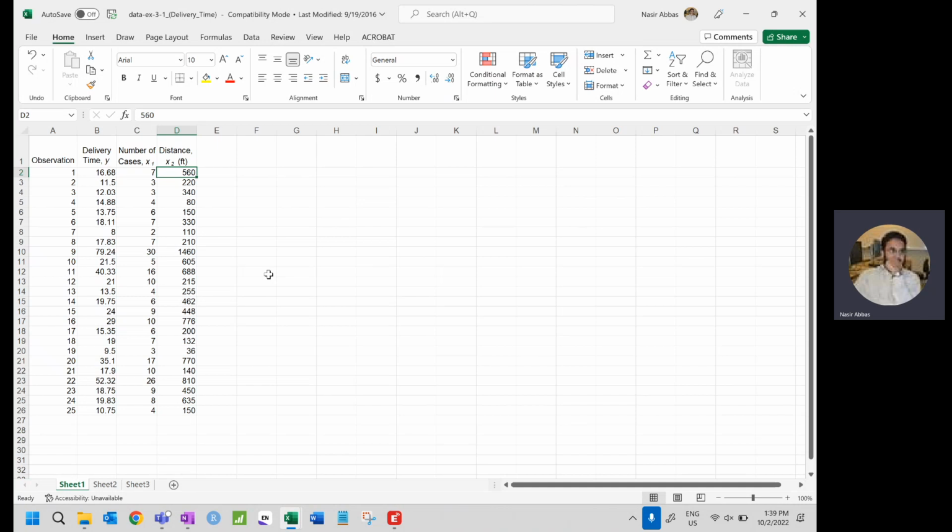So the number of cases, how was it related to the time of the delivery? If there are more cases, you will need more time, and the distance will also be positively related. Both of them should be positive, is it? I don't know what the distance is. We will see. Anyhow, we will see.